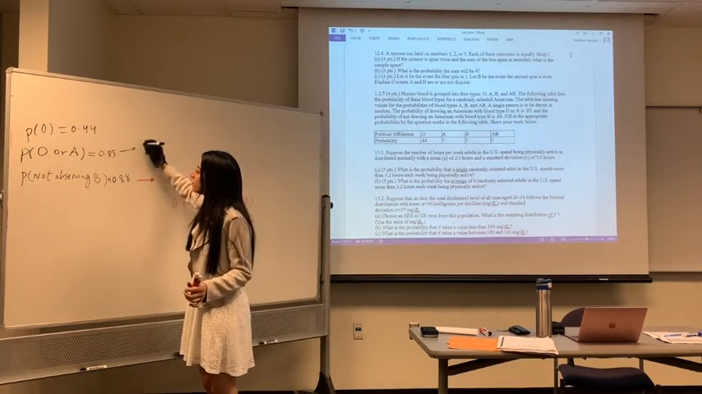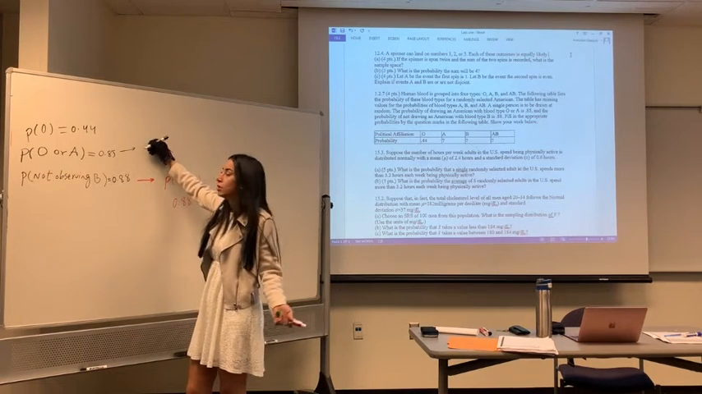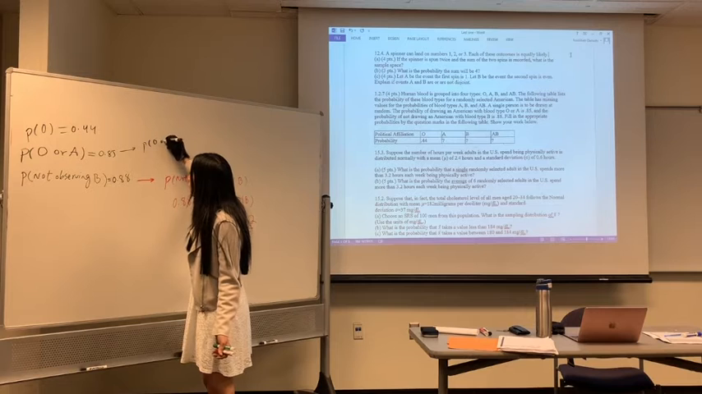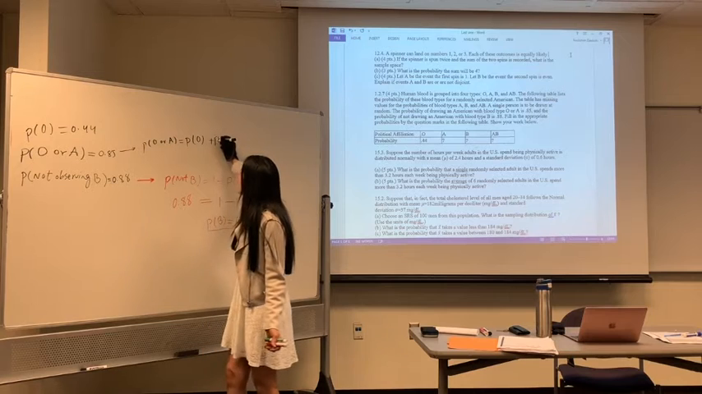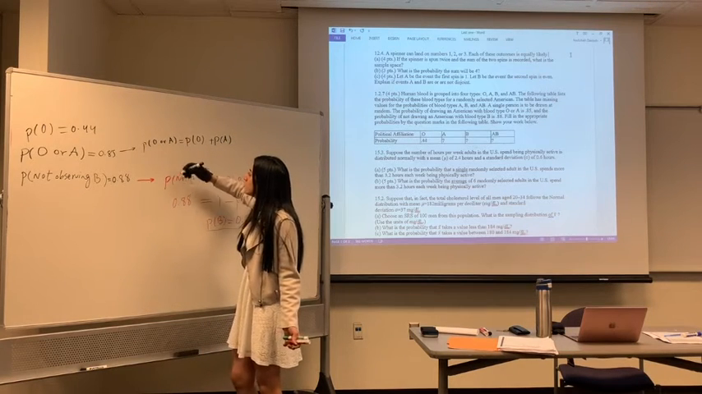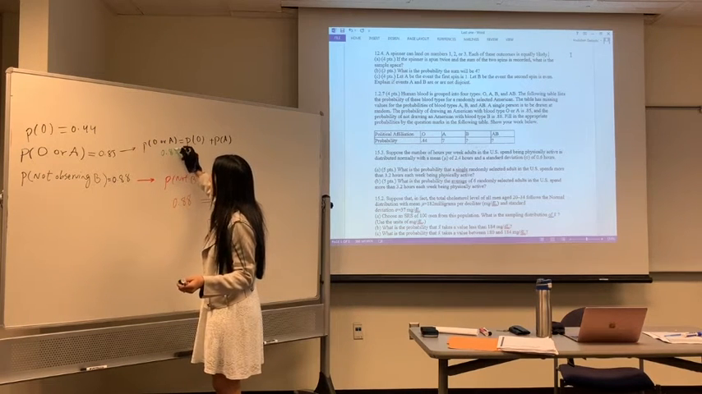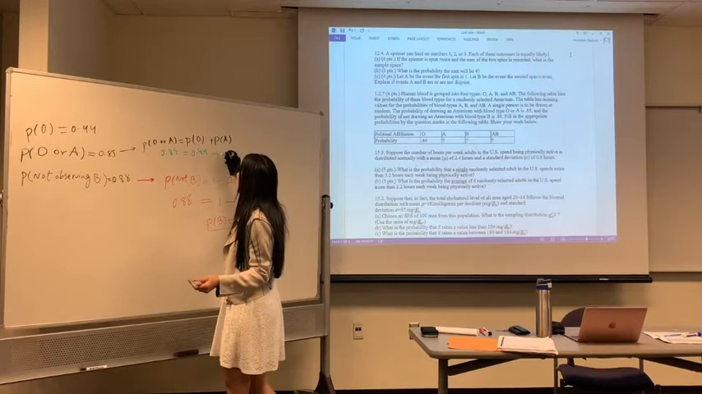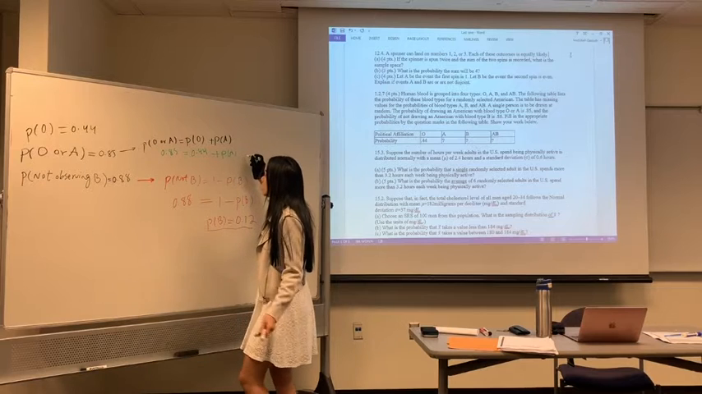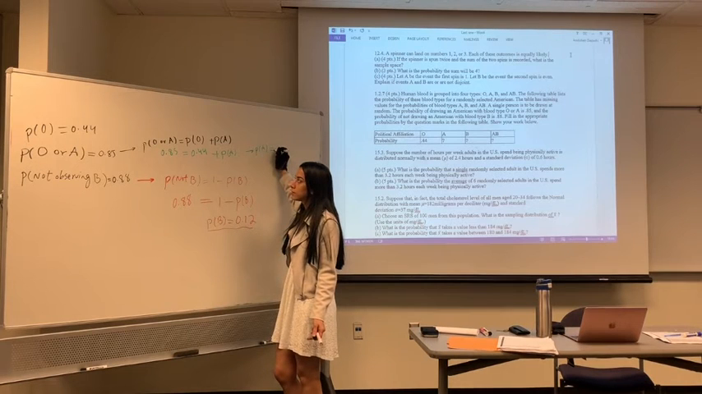This one says probability of O or A. We know that if 2 outcomes are disjoint, and blood types are disjoint, we can write the probability of O or A as the probability of O plus the probability of A. So 0.85 equals the probability of blood type O plus the unknown probability of blood type A. From here, the probability of blood type A is 0.41.